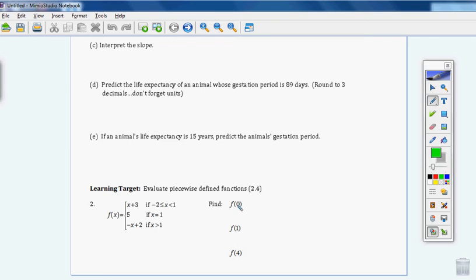So for 0, I'm going to look, 0 is a number that is between -2 and 1. So I'm going to plug this into my first equation, which goes along with x plus 3, but I'm going to substitute in x. So 0 plus 3 equals 3. And that's my value. That's how I'm evaluating what's going on at f of 0.